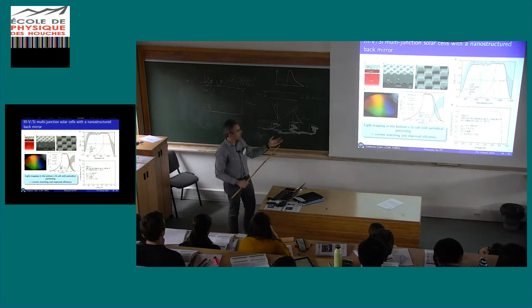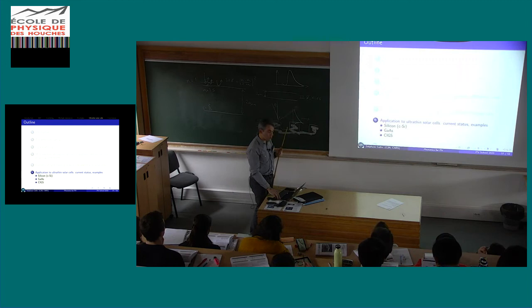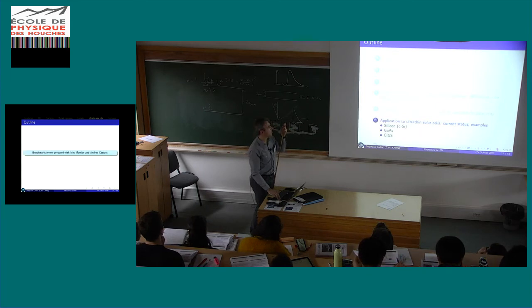So light trapping can be used in thick conventional cells or in multi-junction cells. It can also be used to decrease the thickness of solar cells without losing short circuit current.